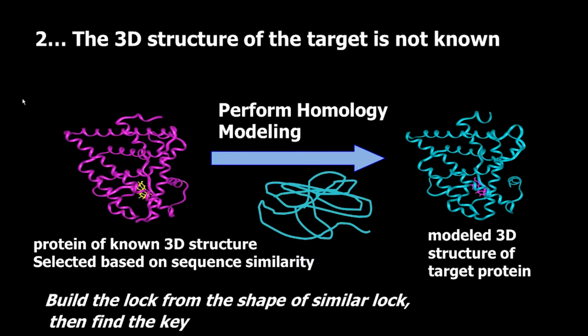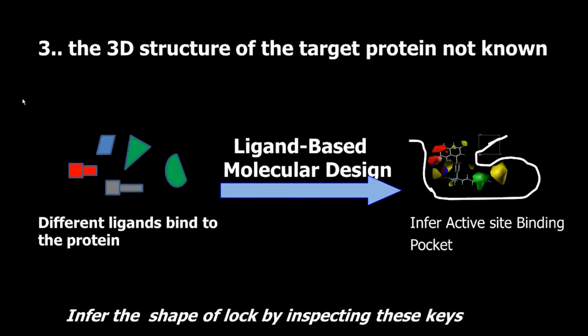The third approach could be I have a lot of ligands which seem to work on the particular protein. It is like I have a lot of keys which seem to open the lock. So I get the 3D structure of the active site of my binding based on the structures of all these keys. So I have a lot of keys, and based on the keys' shape and size, I will try to predict what will be the active site shape and size.